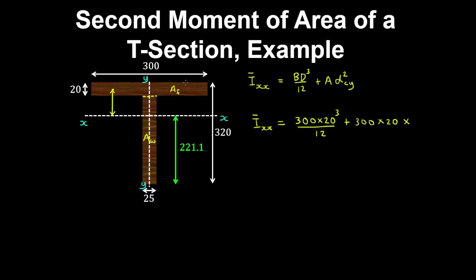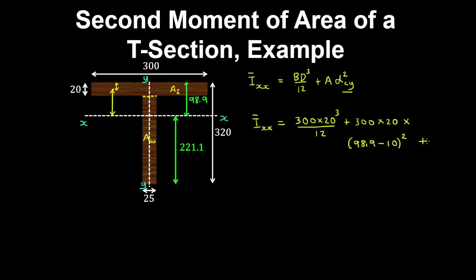So using geometry, you can work out that the distance at the top of the section is 98.9 millimeters. So therefore dcy is equal to 98.9 minus this distance over here, which is 10 millimeters. And that's squared.